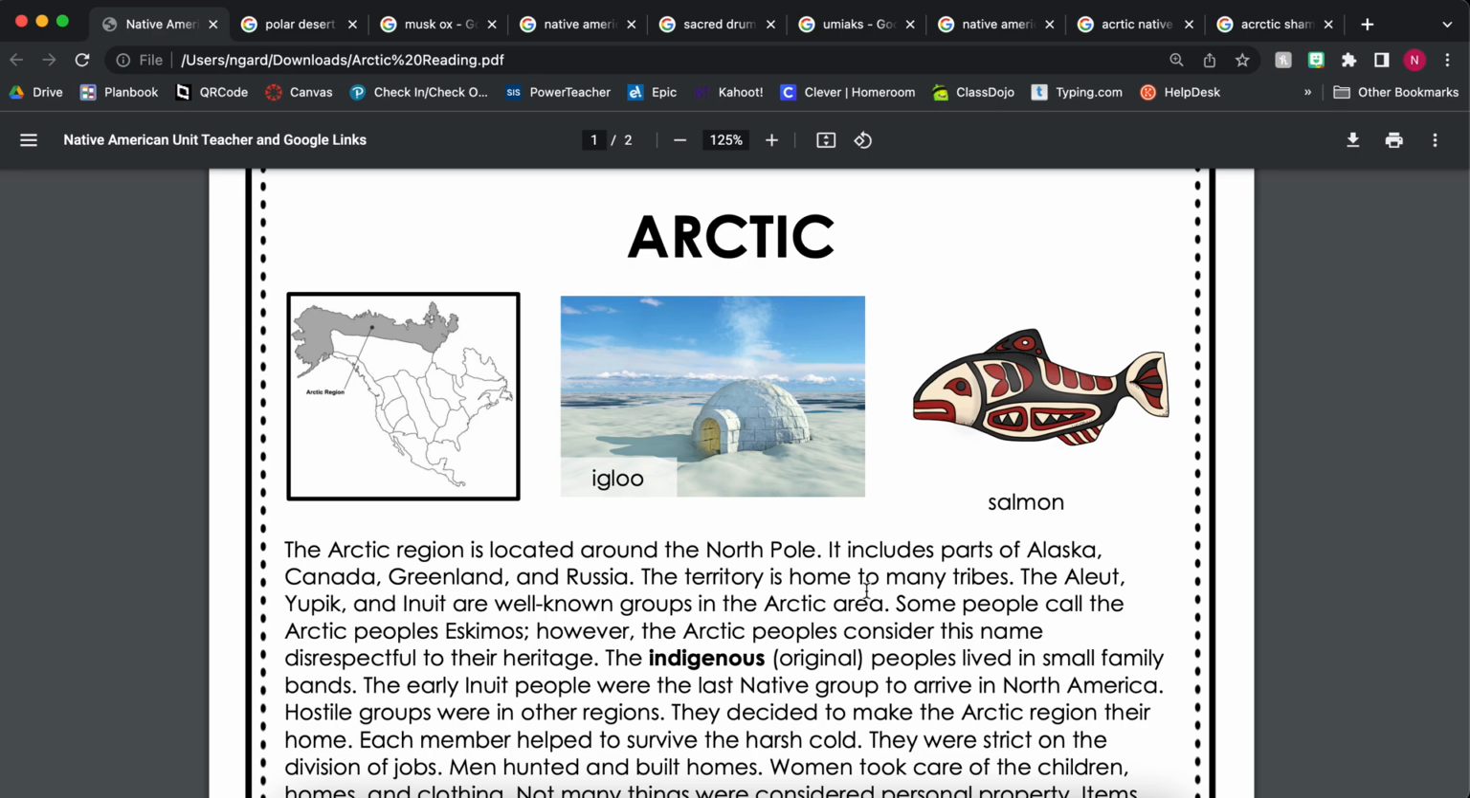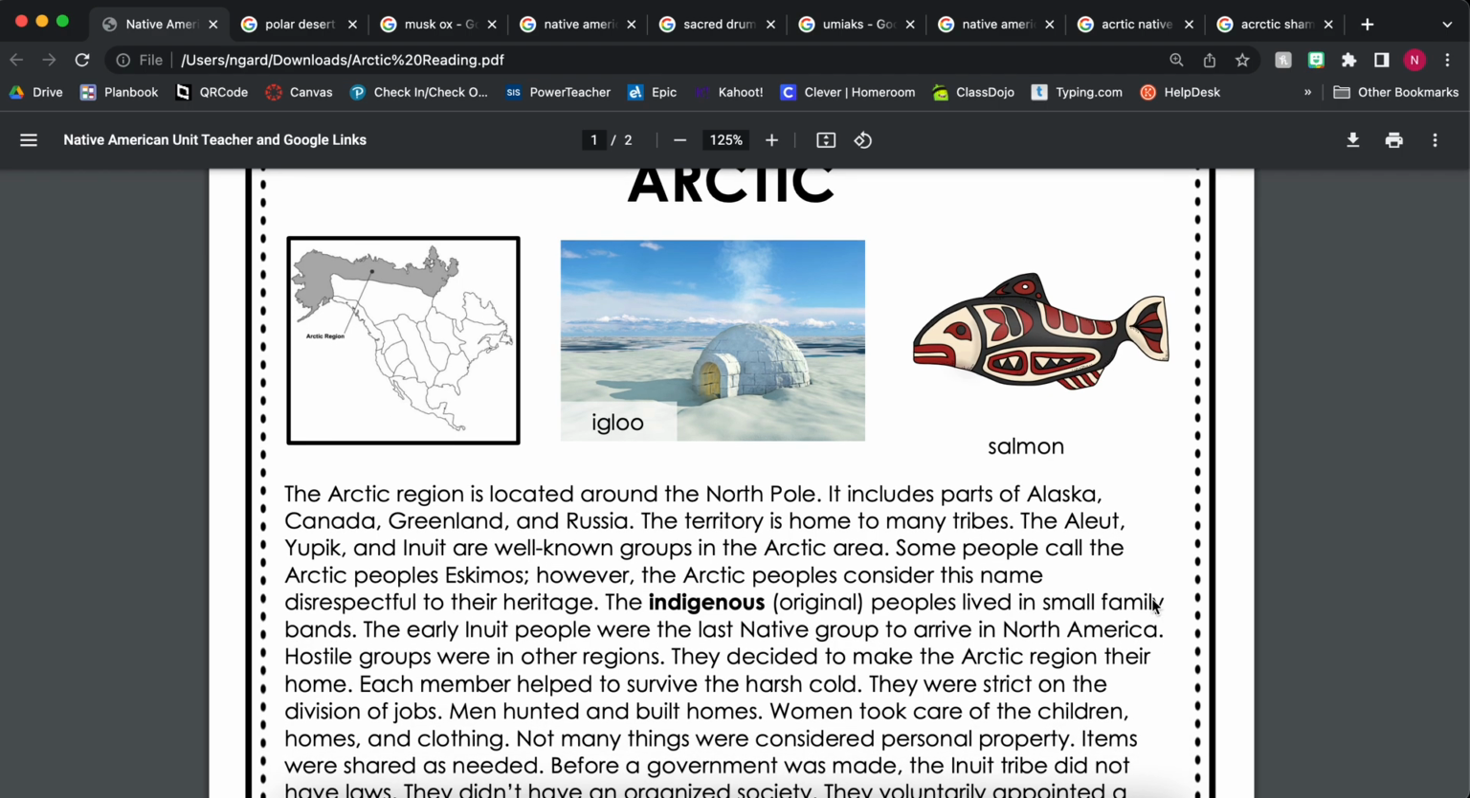The Inuit actually we've already talked about when we talked about the mound builders. So the Inuit was a group. They also are sometimes called Eskimos. However, when you ask the indigenous or native people in this area, they consider that to be disrespectful to their heritage. So we'll try not to use the term Eskimos and we'll call them indigenous peoples or Arctic Native Americans. And indigenous just means the same as native. It means original. That's where they started. And they lived in small family bands, which kind of makes sense.